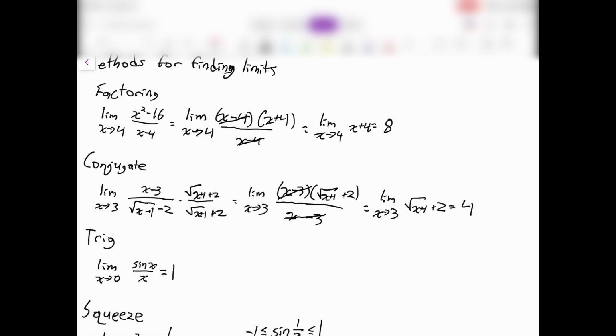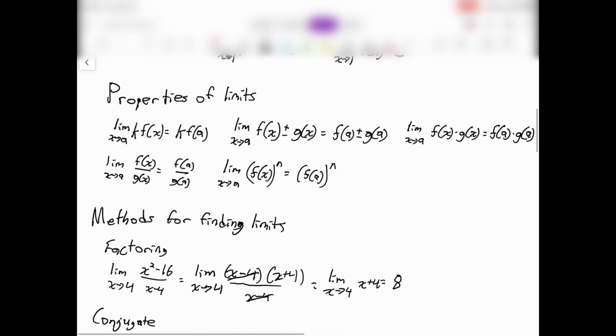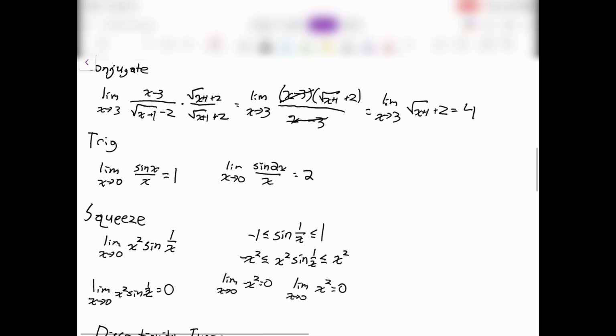Now trig. The limit as x approaches 0 of sine of x over x is given. For instance, if you had something else like the limit as x approaches 0 of sine of 2x over x, this would be 2, because you know that sine of x over x is 1, and then you use the properties of limits of division to solve it out to get 2.